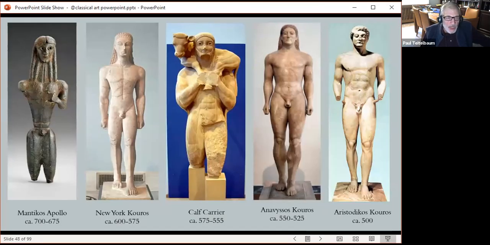Similarly, we can follow the temporal sequence of events in the development of Greek statuary. These are, and we talked about this a lot last time, Kouros statues, except for the center one. It's not a Kouros statue, but it's a similar statue from the archaic period. It was a dedication on the Acropolis, the calf carrier.